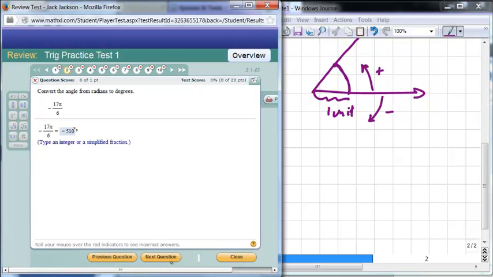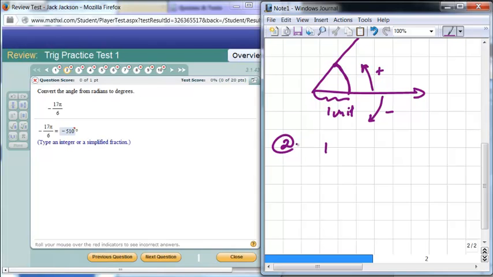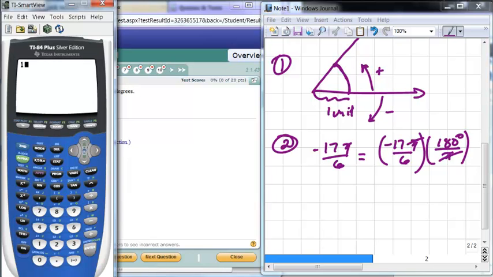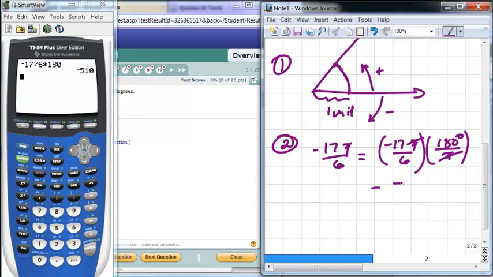Convert the angle. Okay, so number 2, minus 17 pi over 6, that's radians. We want to convert to degrees. That's minus 17 pi over 6 times 180 degrees is pi radians. The pi's cancel, and I can do the rest in my calculator. Negative 17 divided by 6 times 180 is negative 510 degrees.